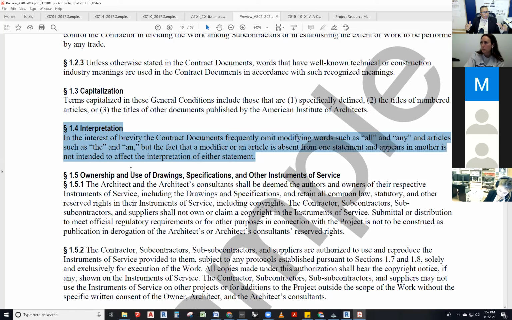Interpretation. In the interest of brevity, the contract documents frequently omit modifying words such as all, any, that, and. But the fact that the modifier or an article is absent from one statement and appears in another is not intended to affect the interpretation of this statement. There are moments where they say architectural, and then they say the architectural, and then an architectural. It's the same term. They've just done it in the interest of brevity. Okay.